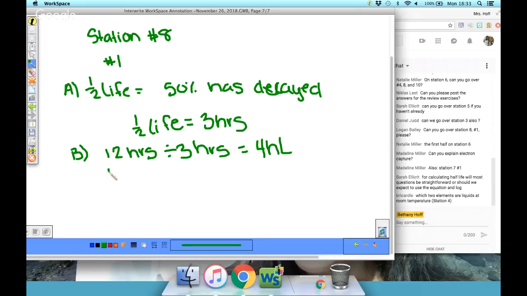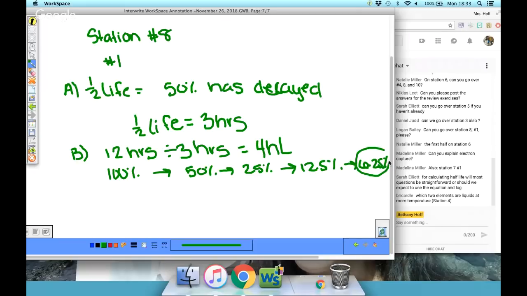So again, we can think about our decay. We have 50 is going to be 1 half-life. 25 is going to be another half-life. 12.5 is going to be my third half-life. So 6.25% is my fourth half-life. So after 4 half-lives, there's going to be 6.25%. If we start off with 100 grams and we multiply that by our percentage, we see that 6.25 grams would be left over.